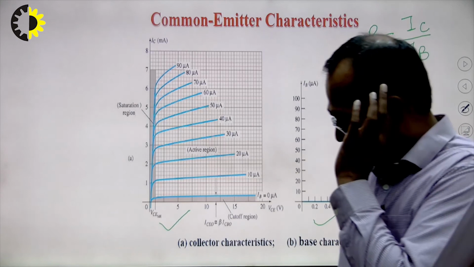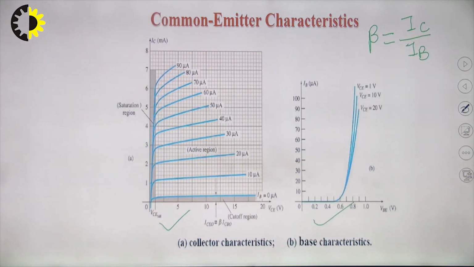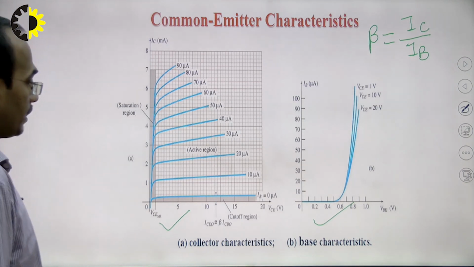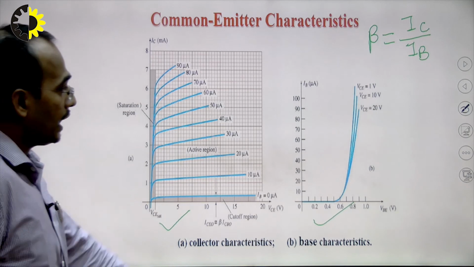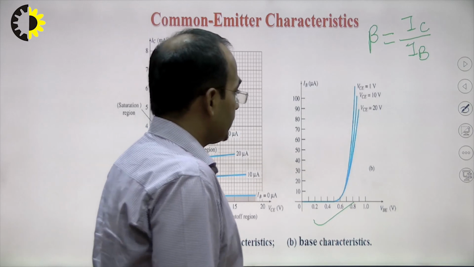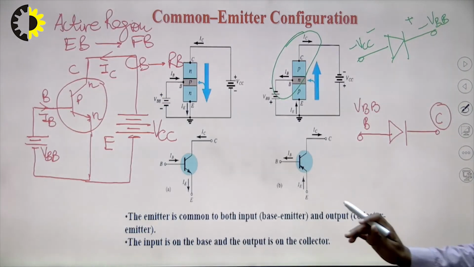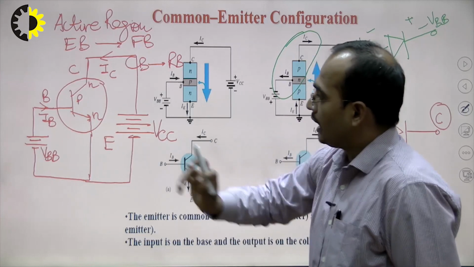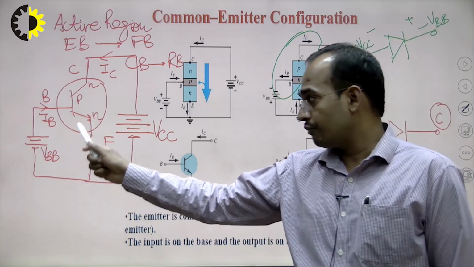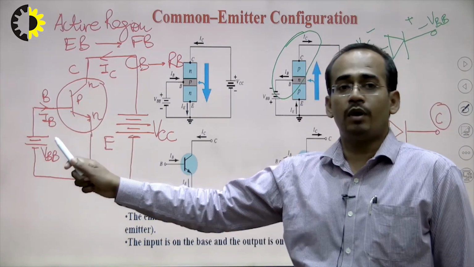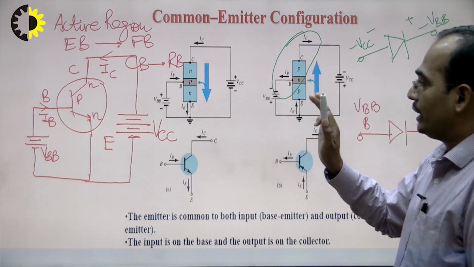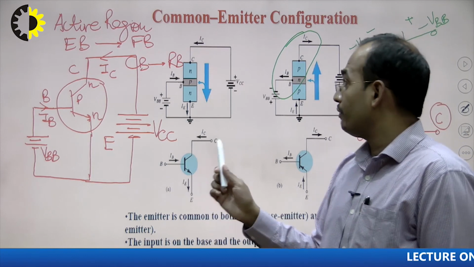How can we draw the input characteristic? The input characteristic is drawn between IB and VBE for different values of VCE. So, it is clear that from this circuit, this is the PN junction diode and this junction is forward bias. If this junction is forward bias, it will follow the VI characteristic of the forward bias PN junction diode, and the graph will be like this.